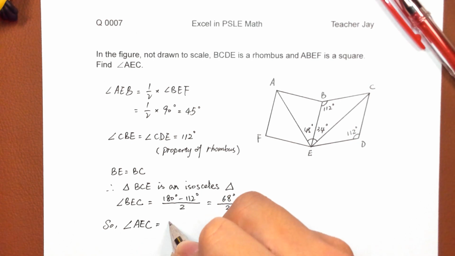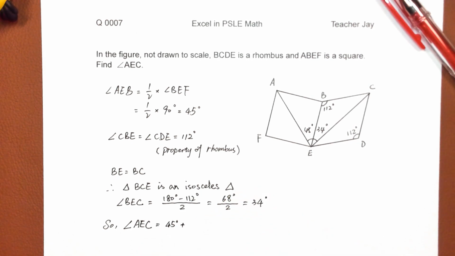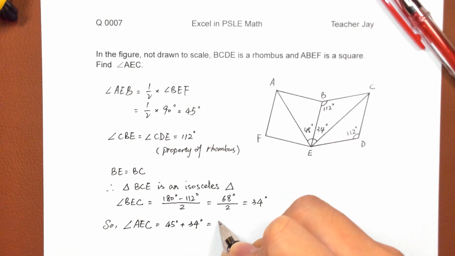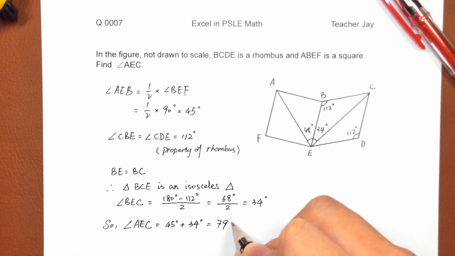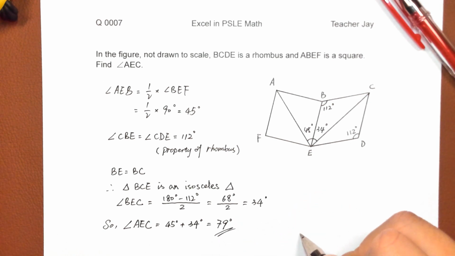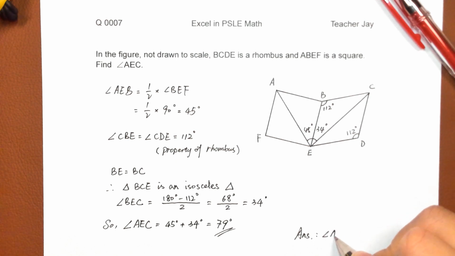So angle AEC equals 45 plus 34. The answer is 79 degrees. Answer: angle AEC equals 79 degrees.